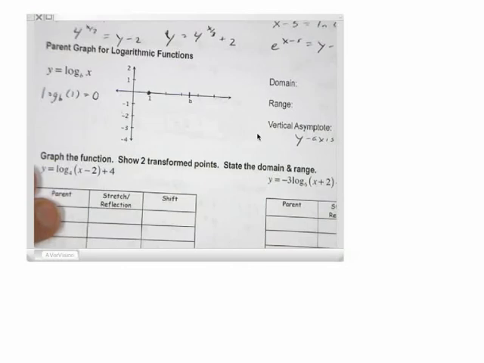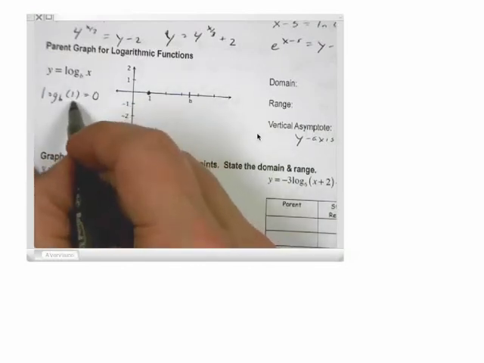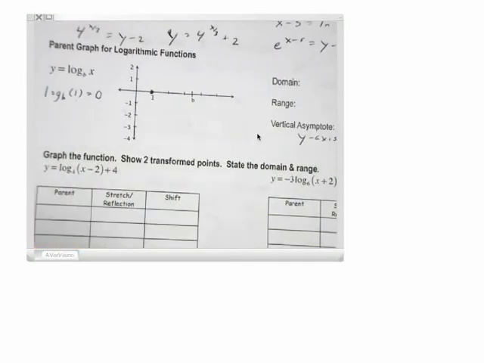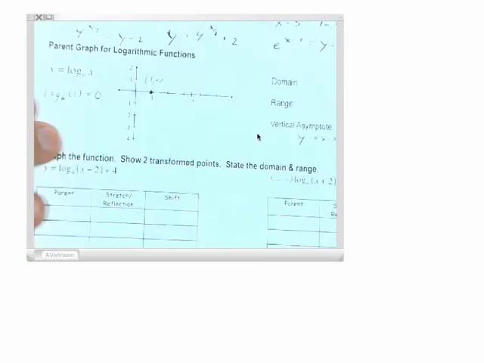Or excuse me, at (1, 0). When I plug in 1 for x, I get 0. Sorry about that. So the point at (1, 0). Remember, on exponential functions, we had a point at (0, 1). So on log functions, we're going to use (1, 0).